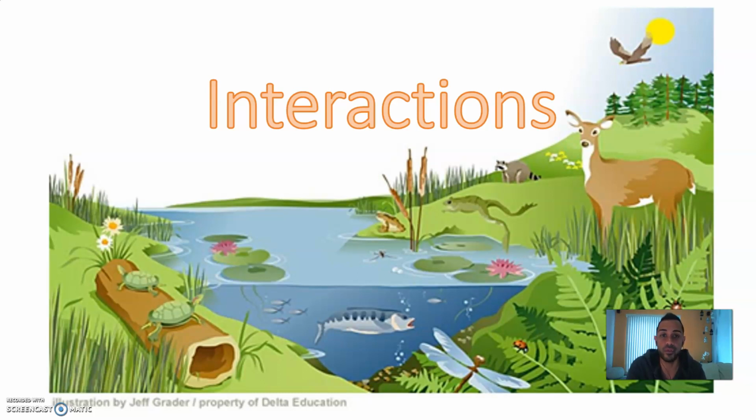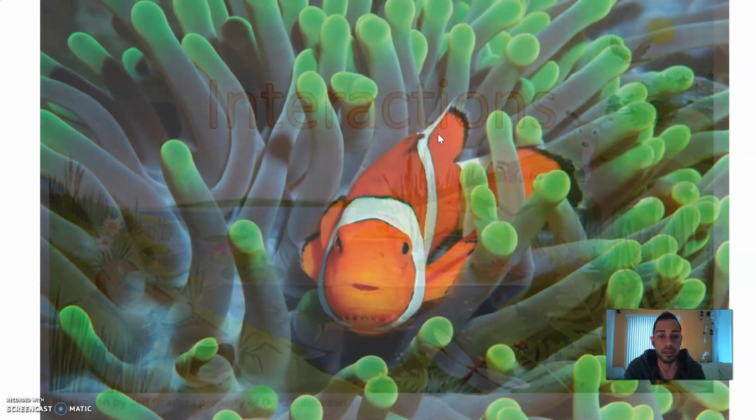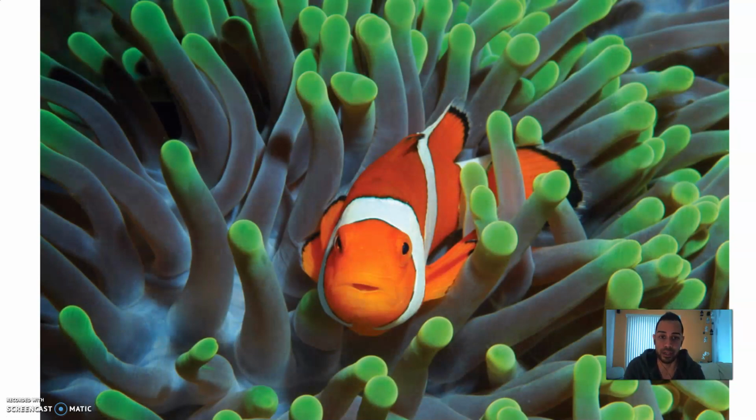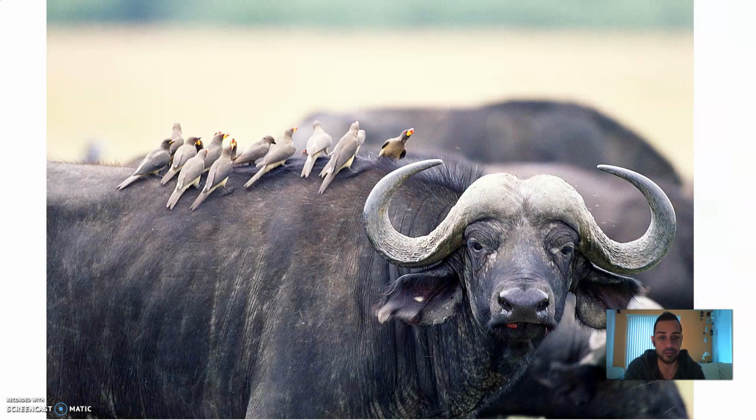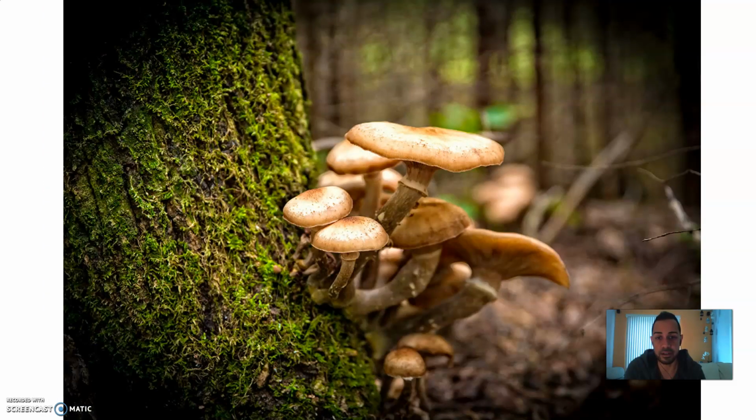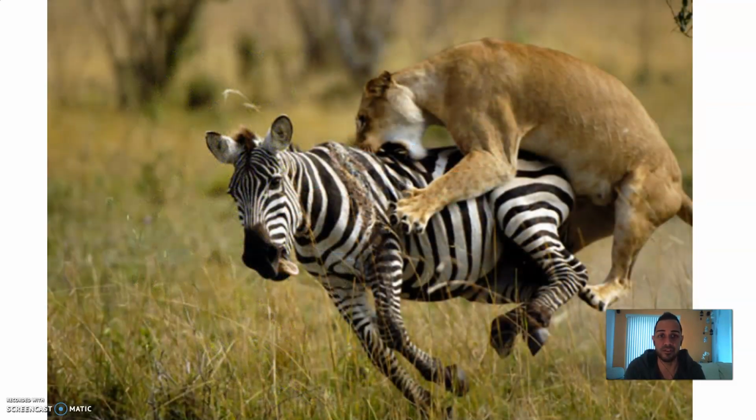I'm going to review very quickly the picture that we discussed in the classroom before. We talked about the interaction with the fish and the anemone. We talked about the interaction with the bull and the birds. And these are interactions between living things, right?